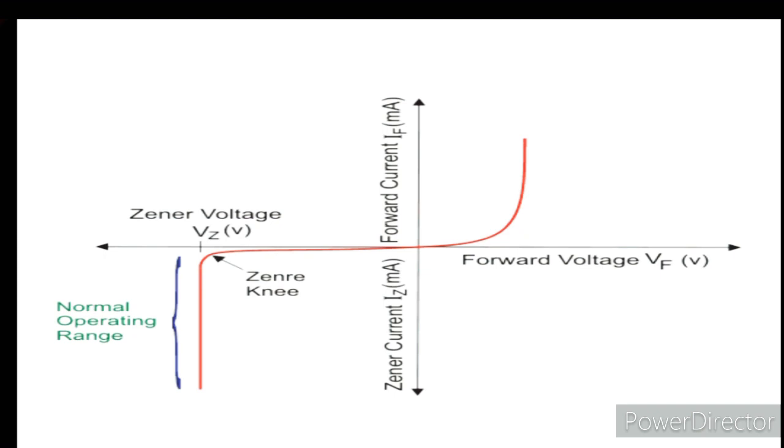After the Zener voltage, current can flow in the reverse direction. That can be shown in this figure. In the reverse bias condition, no current can flow before the Zener voltage or Zener breakdown voltage. After the Zener breakdown voltage, reverse current flows. That is the Zener diode.